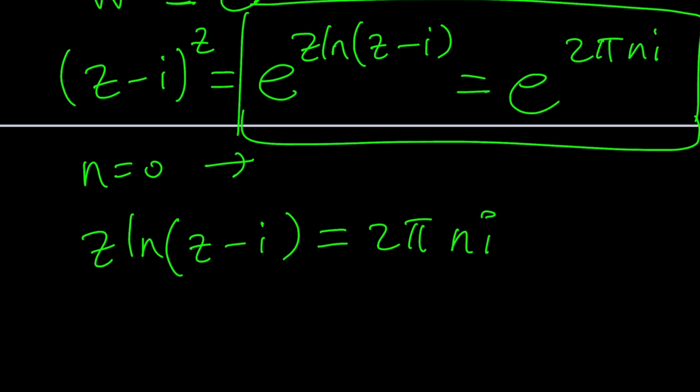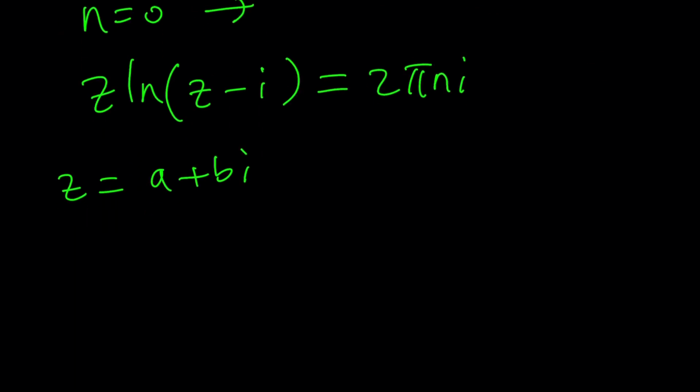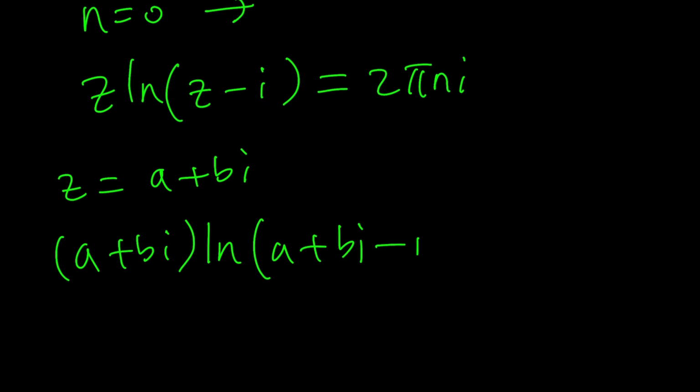How is it possible that z is multiplied by the log of a complex number like z minus i, and then it is equal to an imaginary number like 2 pi n i? Because think about it, the real part is 0 on the right hand side. So could we possibly assume that, okay, z can be written as a plus bi? Absolutely. If you do that, you're going to get something like this: a plus bi multiplied by ln(a plus bi minus i), and that's equal to 2 pi n i.